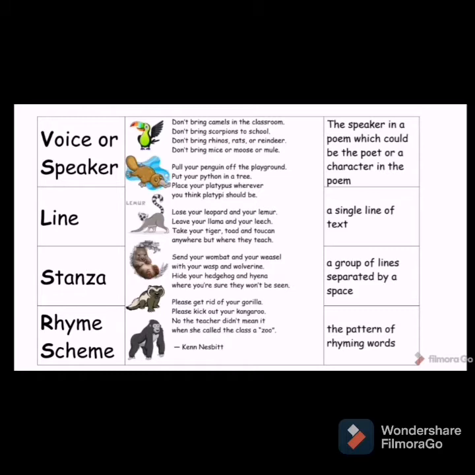Lose your leopard and your lemur. Leave your llama and your leech. Take your tiger, toad and toucan anywhere but where they teach. Send your wombat and your weasel with your wasp and wolverine. Hide your hedgehog and hyena where you're sure they won't be seen. Please get rid of your gorilla. Please kick out your kangaroo. No, the teacher didn't mean it when she called the class a zoo.